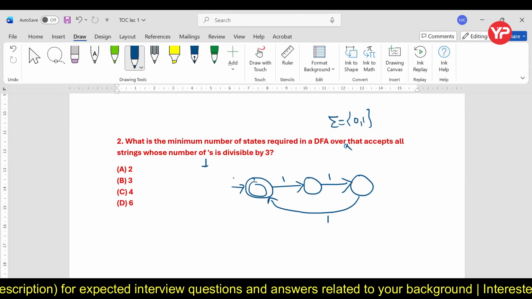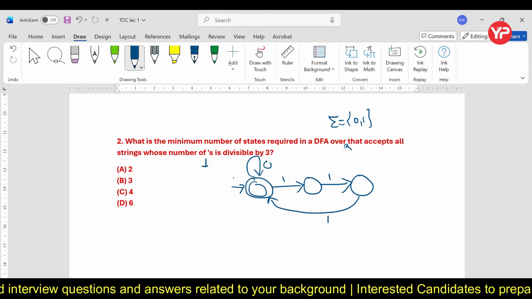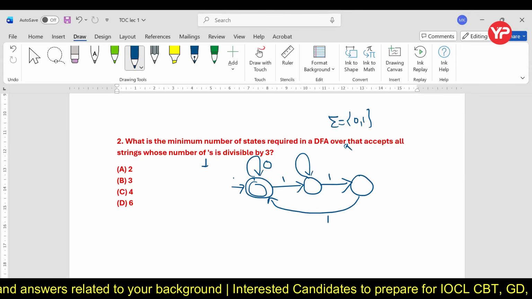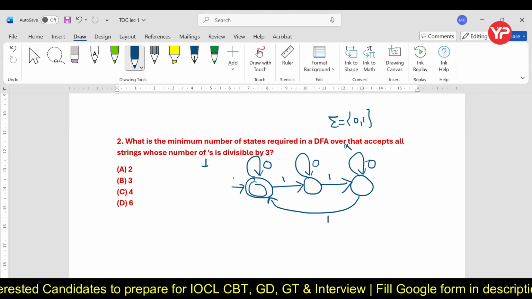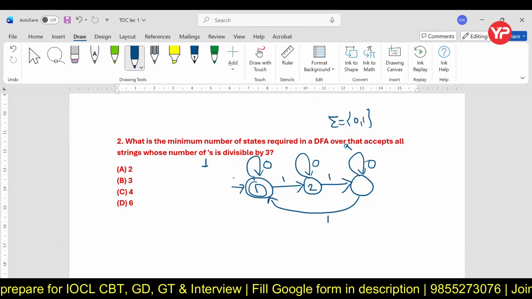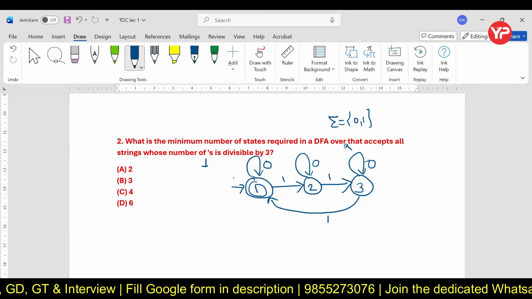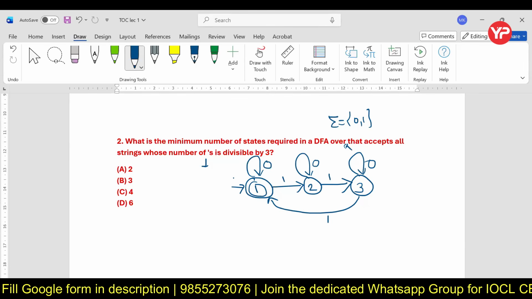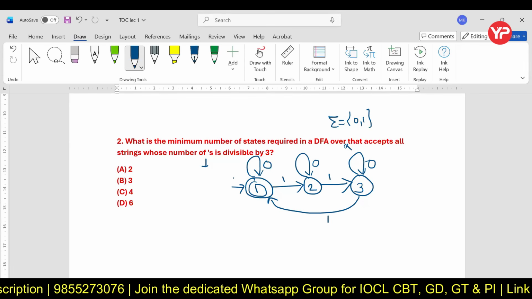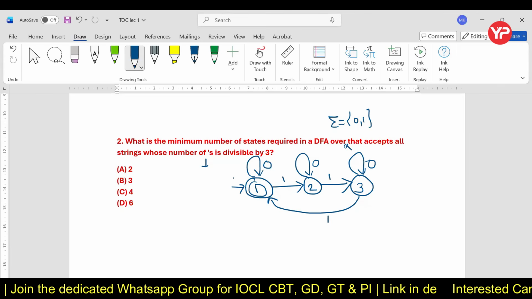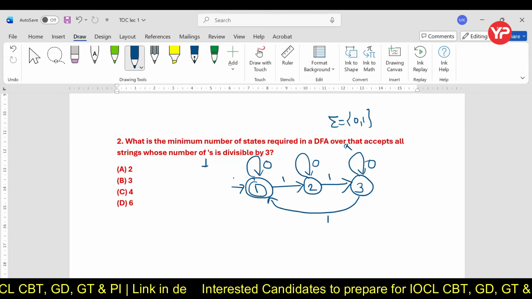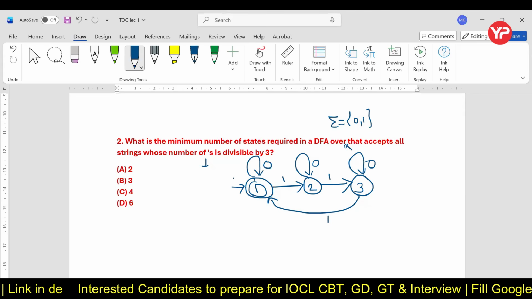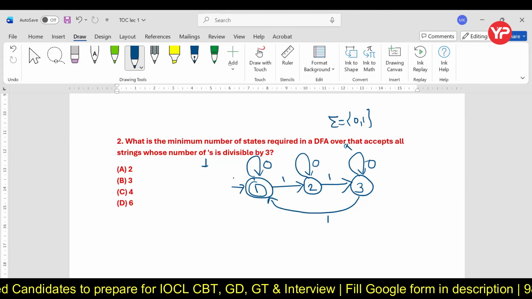And in that case, any number of 0s at each state. So that is first state, second state, and third state, because there is no such restriction on the number of 0s. The number of 0s may be anything, but the number of ones must always be divisible by 3. That means 0, 3, 6, 9 ones, all the strings having these many ones. Fine.